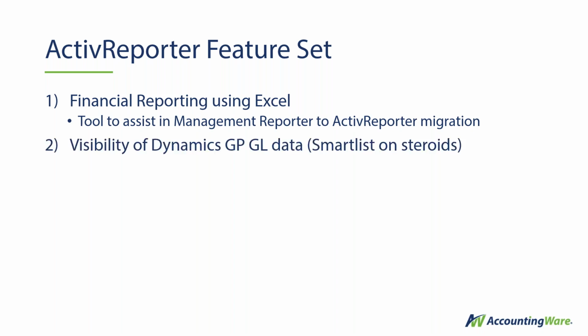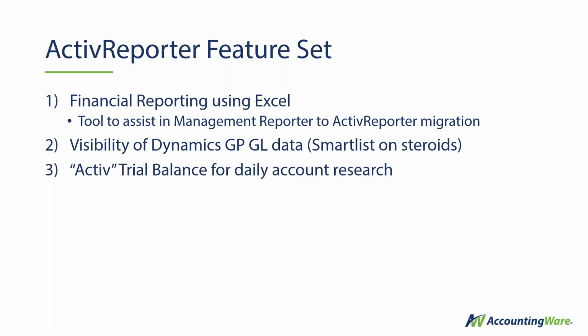We also have great visibility into the Dynamics GP general ledger data. This is like a smart list because you can look into your GP data in the ActivReporter product without going to smart list or without going to the GP product itself. We'll be showing that to you also. It's like smart list, but smart list on steroids. And then the third thing that we're going to show today is something called the active trial balance. This is a trial balance like you've never seen before because it is active, it is alive, it reacts immediately to any changes that you make in your Dynamics GP data. So these are the three things we're going to concentrate on.